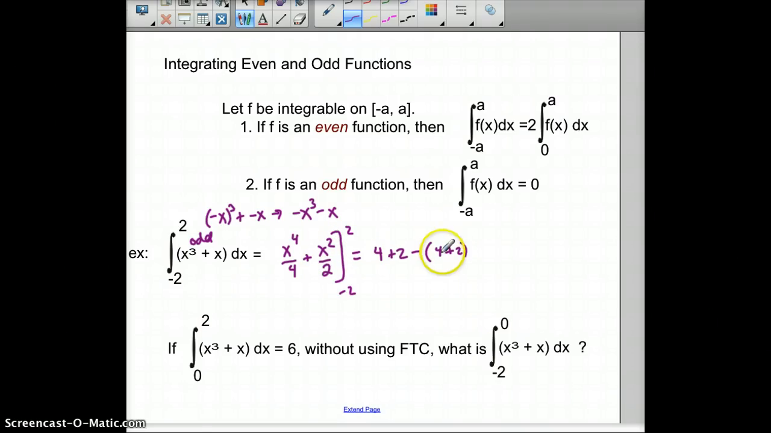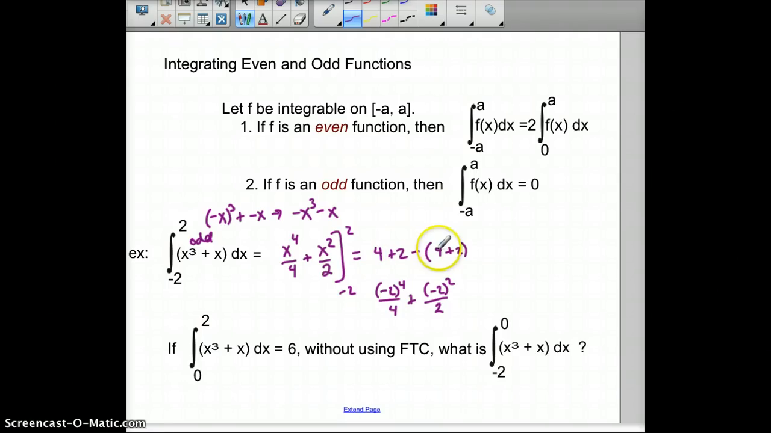Make sure that when you're putting those numbers in your calculator, like negative 2 to the second or negative 2 to the fourth, you're using parentheses, or else your calculator will give you the wrong number. So make sure that you're using the correct notation in your calculator.